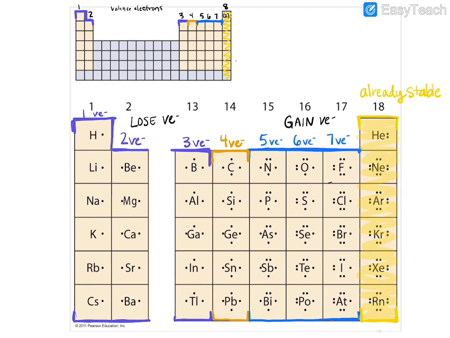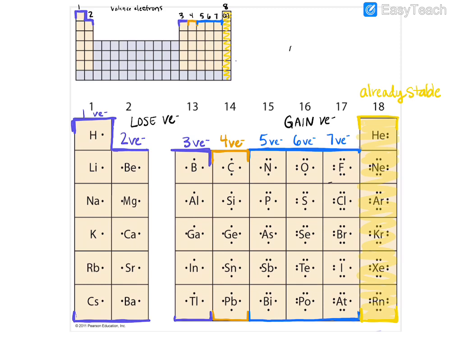Now, groups 1, 2, and 13 will actually lose their valence electrons to become chemically stable. That is because it takes more energy for them to try to fill up their shell with a total of 8. So for instance, I could take aluminum. If aluminum loses its 3 valence electrons, it will have a full valence shell underneath if you consider its Bohr model.